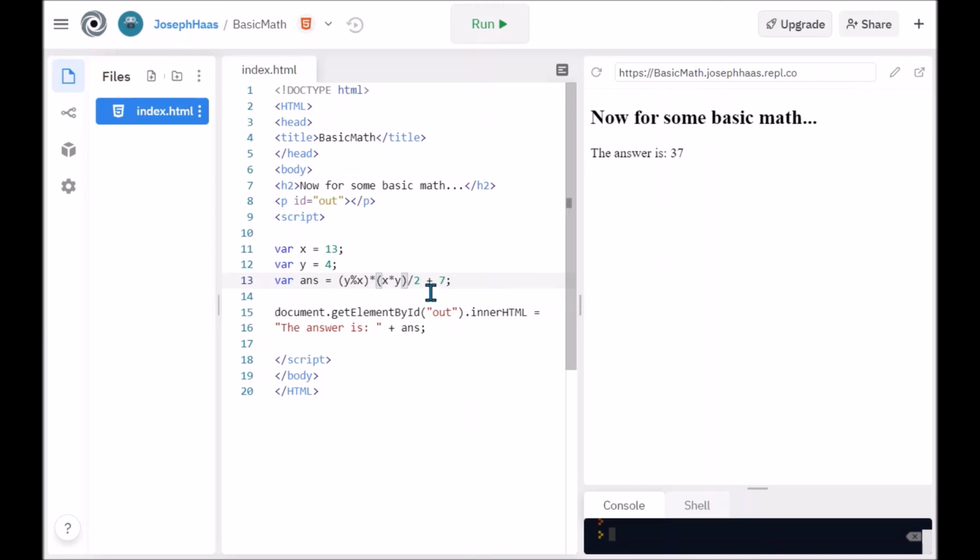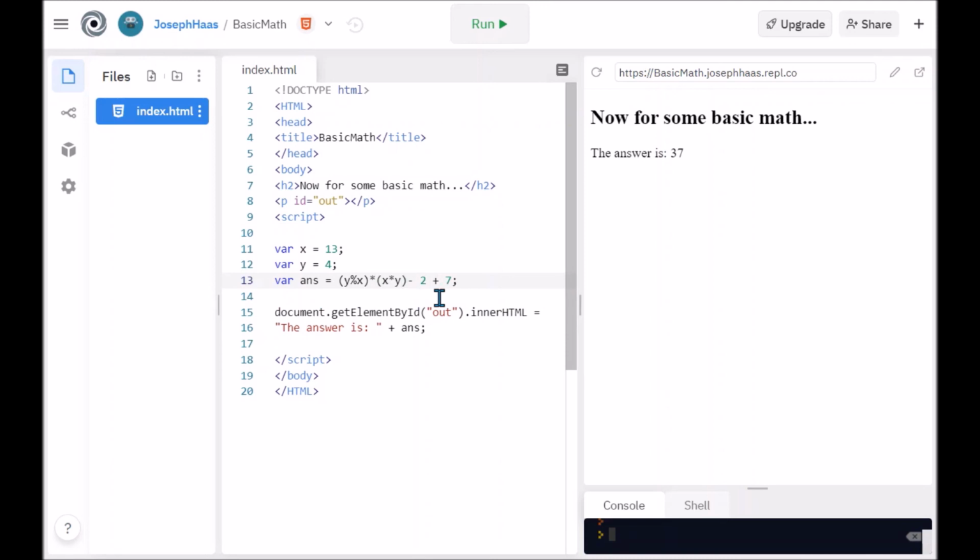Oh, also sometimes students think that they can raise something to a power just by using, this is called a caret, x times y squared. Will that square it? Oh no, JavaScript does not know that either. You cannot square by doing that. We'll get into squaring later.